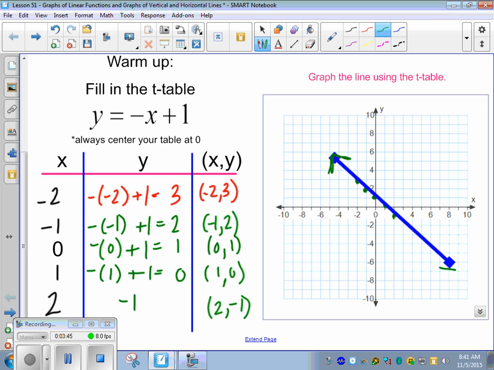Except instead of squares on my line, we should have arrows on these. Don't forget to add those arrows on your line, because this line is actually going forever in both directions, even though we just picked 5 points ourselves. So make sure you put those arrows on there.